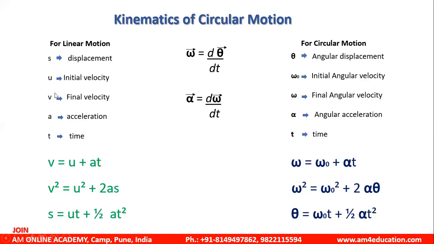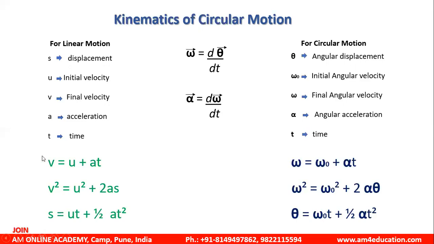We know that the velocity v is given by ds by dt in linear motion. In circular motion, omega, that is angular velocity, is given by d theta by dt, the differentiation of angular displacement theta with respect to time. Similarly, in linear motion, acceleration a is given by dv by dt, the differentiation of velocity with respect to time. In angular motion, it is the differentiation of omega, that is d omega by dt, that gives alpha.